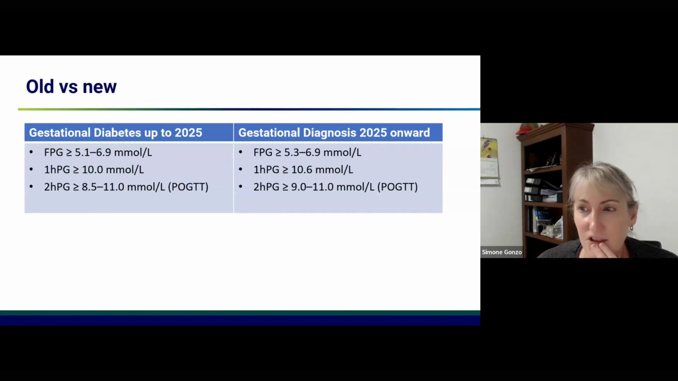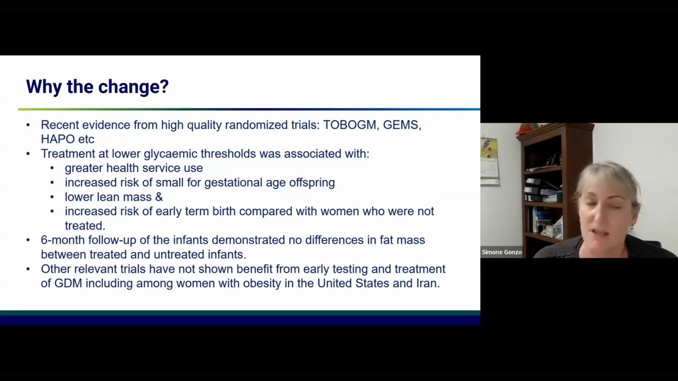So why has this change been necessary? It comes from the recent evidence of the trials that have just been completed, and every trial worth its weight has a great acronym. The trials that ADIPS actually reviewed and made their recommendations on were GEMS, HARPO, and the TOBOG. They are reflected in there, and I've got the references at the back of the webinar if anyone needs to go and have a look at that. But it's quite nicely summarized in the AMJ article.